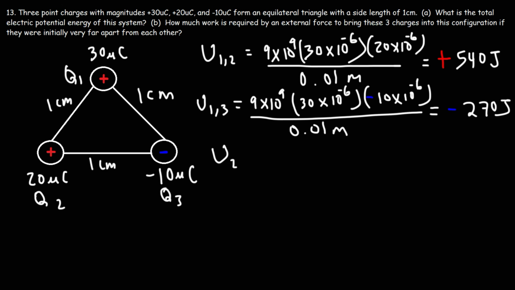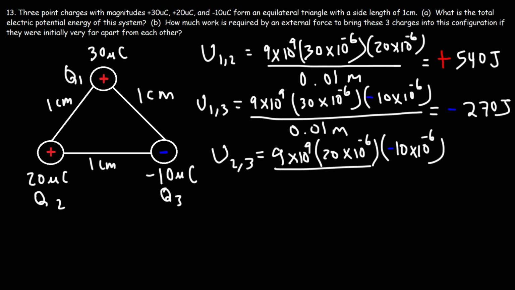Now let's do the same between these 2 charges. So we're going to find the potential energy between charges 2 and 3. So it's going to be 20 microcoulombs instead of 30. And then we're going to have negative 10 again. So this is going to be negative 180 joules.